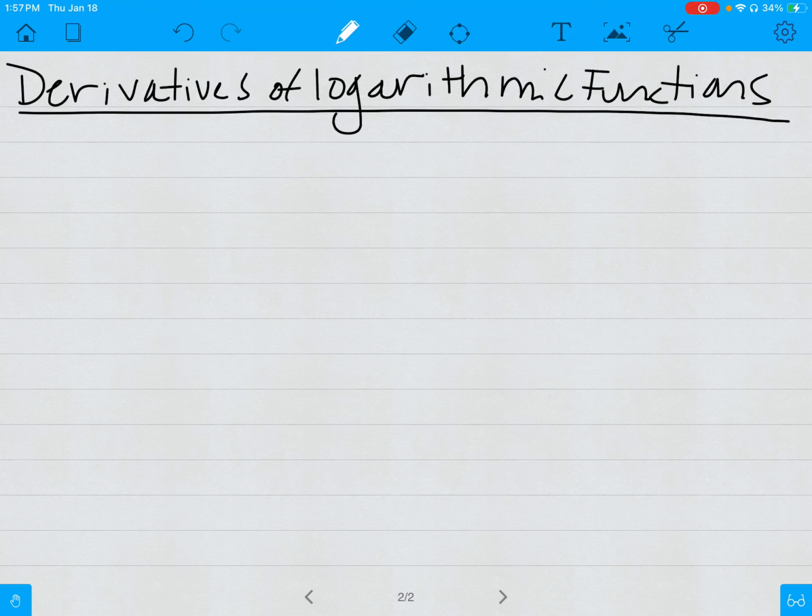In this section, we're going to be looking at derivatives of logarithmic functions, logarithms being the inverse of exponential functions, and they also come up quite frequently in business and economic applications. So we want to know how to take the derivatives of those types of functions, okay?